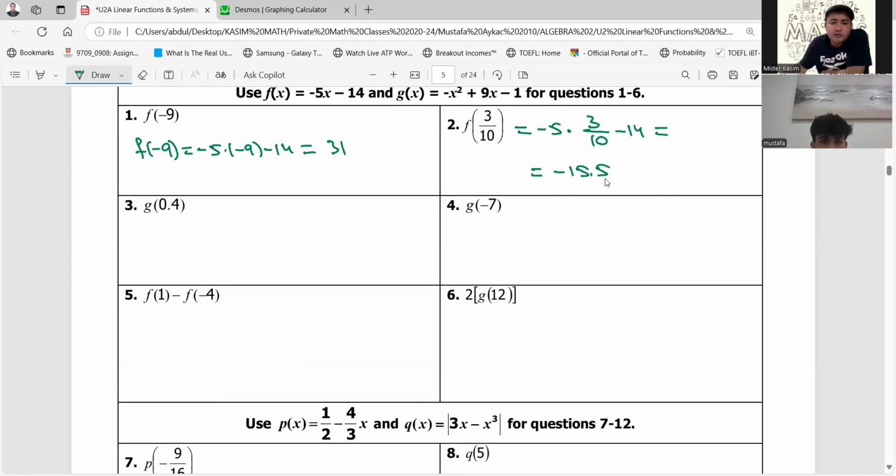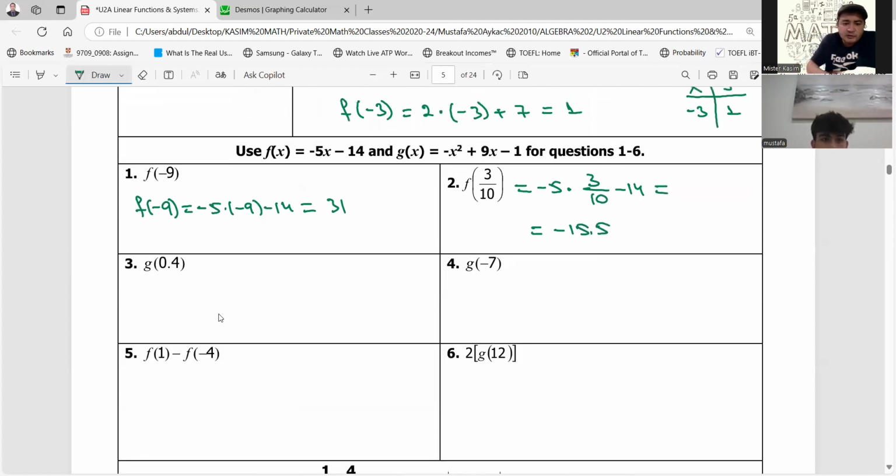Okay. Let's do question 3 together, Mustafa. You'll do question 4. So here we have minus 0.4 squared plus 9 times 0.4 minus 1 equals, what is 0.4 squared? 0.16. 4 times 4 equals 16. 0.16, right?